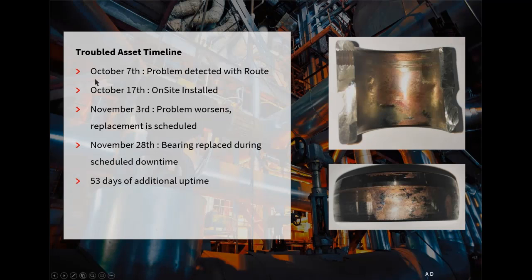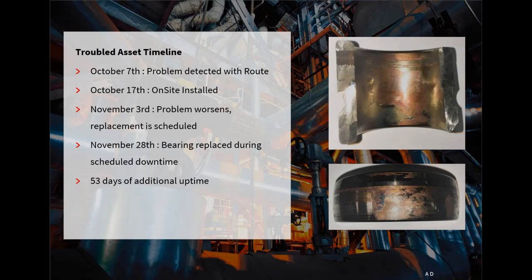The timeline shows the progression of the anomaly detected. On October 7th, the problem was detected by route-based vibration inspection. Based on the tight production schedule and the inability to shut down the rooftop blower, the customer relied on the Dynapar on-site system to extend the time period to schedule maintenance until necessary, and installed the Dynapar on-site system on October 17th.